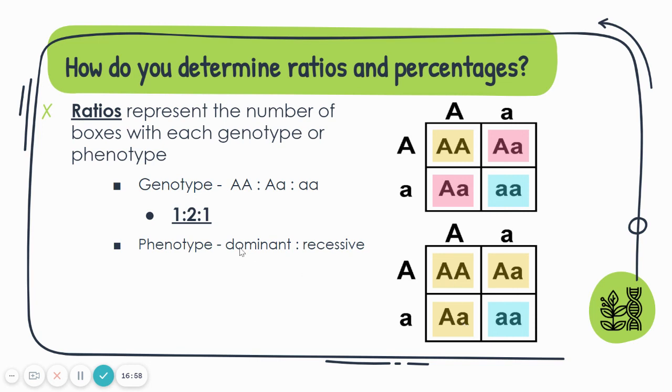For my phenotype ratio, I'm going to count the number with the dominant trait and the number with the recessive trait. So I have 3 with the dominant trait, 1 with the recessive trait. So my ratio is going to be 3 to 1.